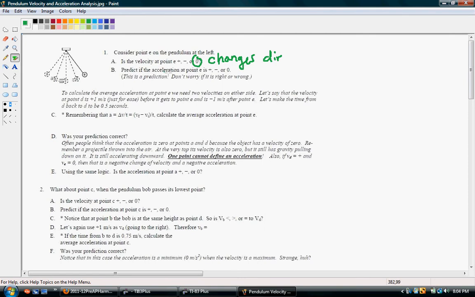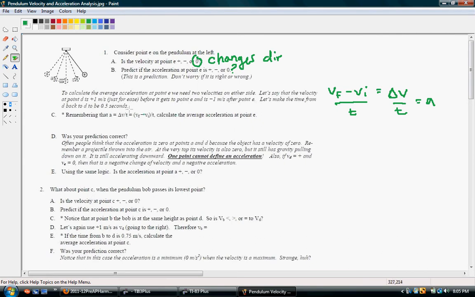Okay, so predict if the acceleration at this point, at point E, is positive, negative, or zero. Well, right now we're not sure, so let's take a closer look. To calculate the average acceleration at point E, we need two velocities. Okay, we need the final velocity and the initial velocity. This is going to give us delta V. Okay, it's our change in velocity over time that gives us our acceleration.